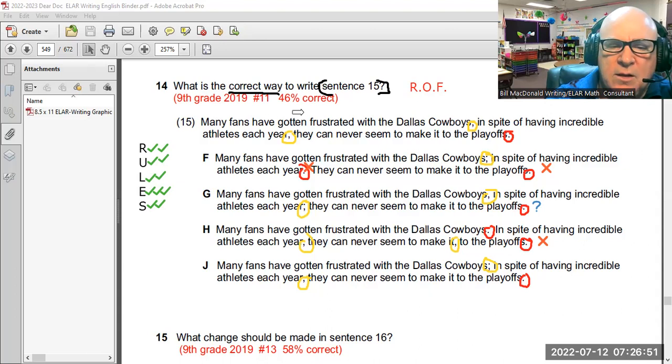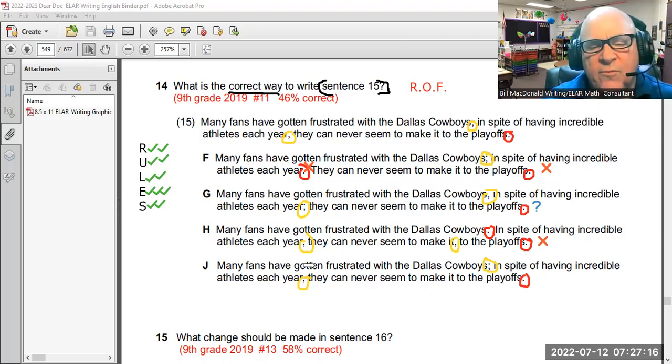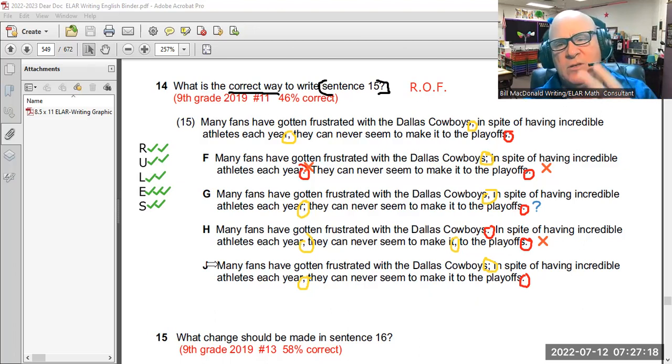Well, actually, for an independent clause, let's see what we're talking about here. An independent clause, which is the first portion, followed by this semicolon with an introductory phrase, instead of having incredible athletes each year, separated by a comma. They can never seem to make it to the playoffs, an independent clause. So let's see how that sounds when we verbalize it out loud using our eyes, our mouth, and our mouse.